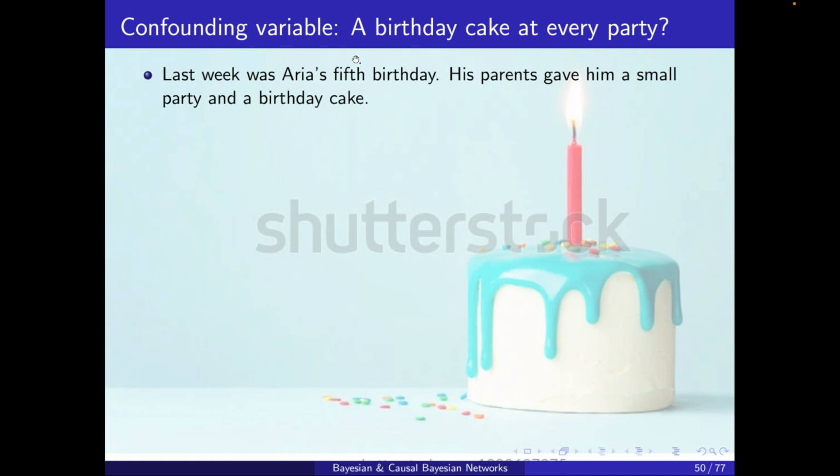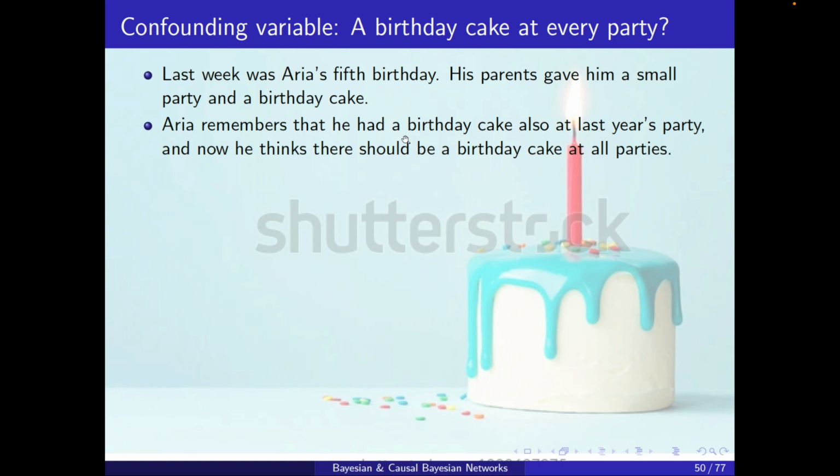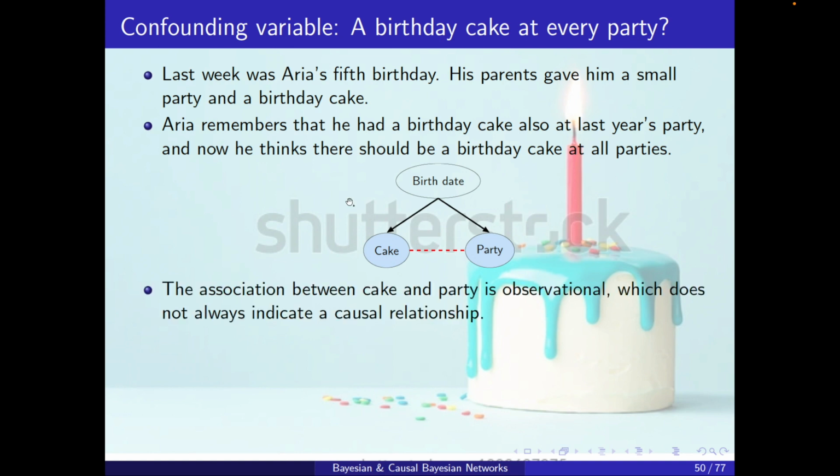A little story here. Last week was Arya's 5th birthday. His parents gave him a small party and a birthday cake. Arya remembers that he had a birthday cake also at last year's party. And now he thinks that there should be a birthday cake at every party. So what's happening here is that the association between birthday cake and party is observational. That is something that Arya observes. But this does not always indicate a causal relationship.